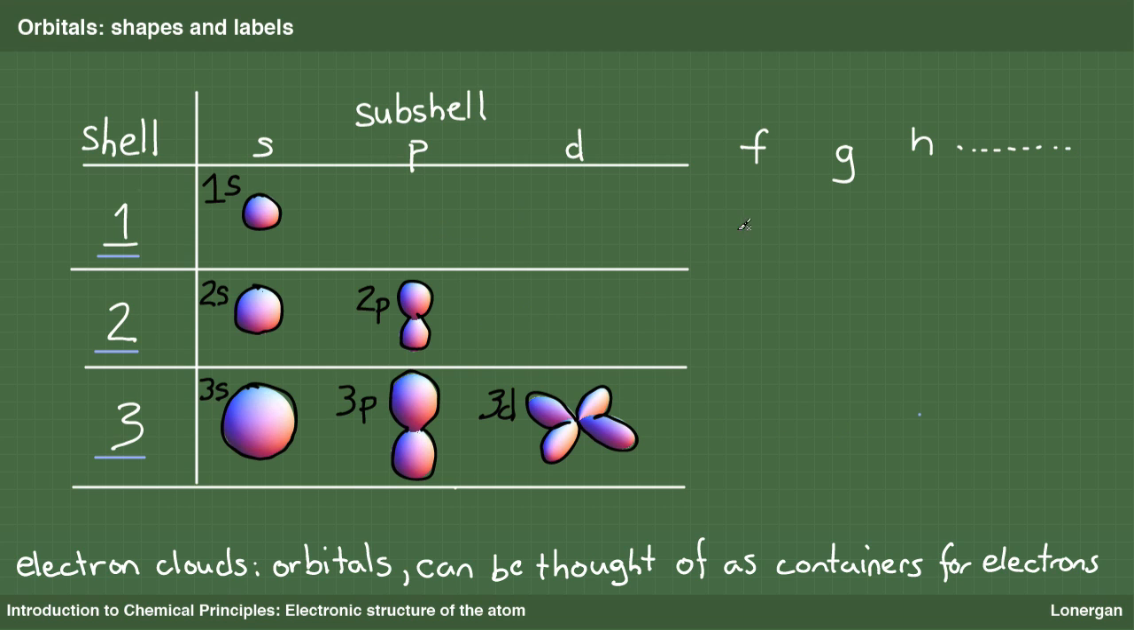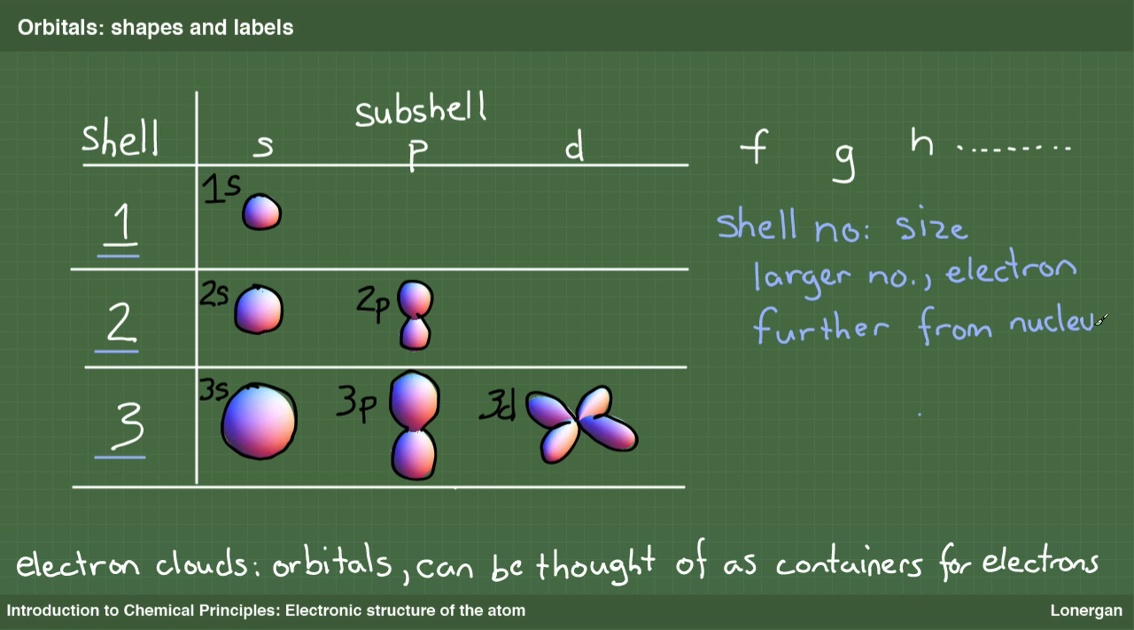Summarizing the meaning of shell and subshell numbers, the shell number gives the size of an orbital. A larger shell number means the electron is on average further from the nucleus. As we go down the table, the orbitals get bigger. The subshell number gives the shape of the orbital. S orbitals are spherical, p orbitals are dumbbell-shaped, etc. The shell and subshell numbers provide an address that labels a particular orbital, much like a section and row designation on a ticket to a large arena.